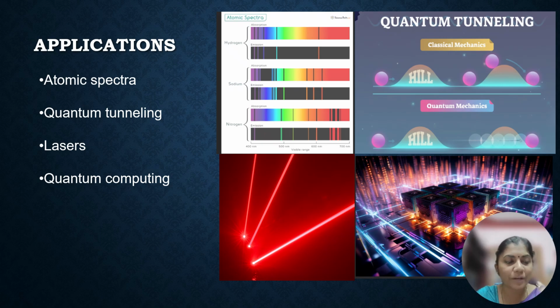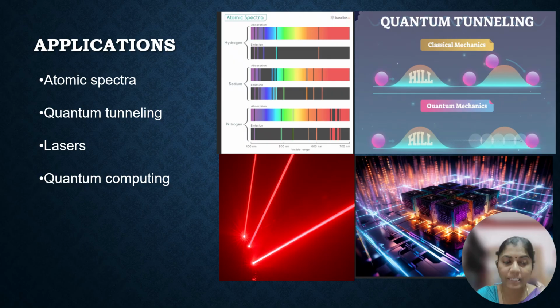Finally, quantum computing. Quantum computing harnesses superposition and entanglement. Unlike classical bits that are 0 or 1, qubits can exist in a combination of both. This allows quantum computers to process information in parallel, solving certain problems much faster than classical computers. Though still developing, they promise breakthroughs in cryptography, material science, and drug discovery.